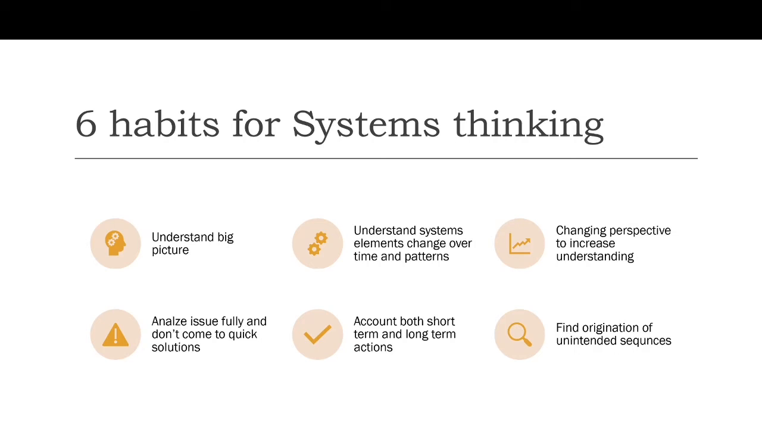And the other one is account for short-term and long-term goals. It is very crucial. We have to think in a big picture, long-term way. What happens to that system when it goes into service, when it goes into production, operation? All those long-term actions need to be accounted for in the system. These are key characteristics of system thinkers. And then we also have another main factor, finding the origination of unintended consequences. This often occurs when you do testing, validation, verification.